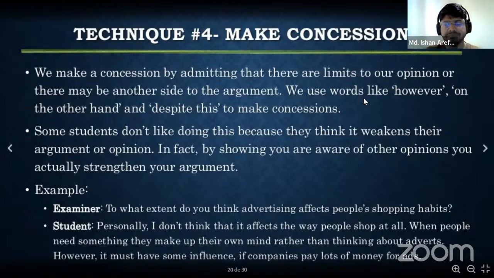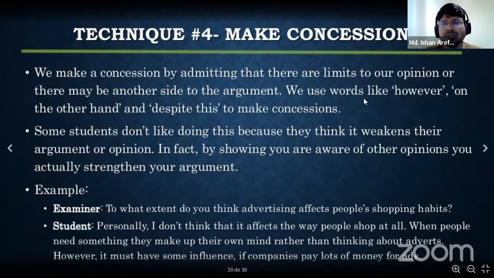So however is very important to mention. If you are trying to make concessions, it is very important to mention however, so that we can clearly say that we are explaining others' opinion. So that is one of the things that we can follow to give concessions in our answers.